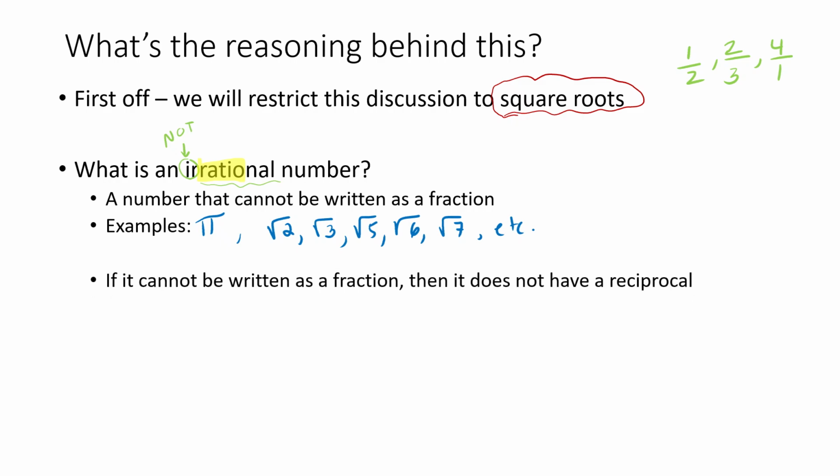If it cannot be written as a fraction, then it does not have a reciprocal. So quick little review there. If a over b is the fraction, then the reciprocal would be b over a. And what we're saying here is something like this. The square root of 2 has no reciprocal. Okay, it does not exist because the square root of 2 cannot be written as a fraction. Therefore, there is no reciprocal for it.